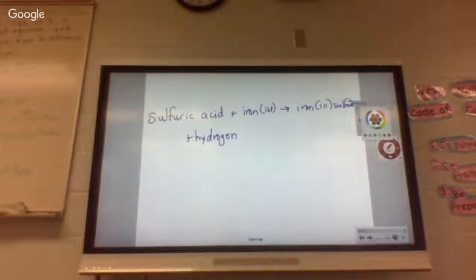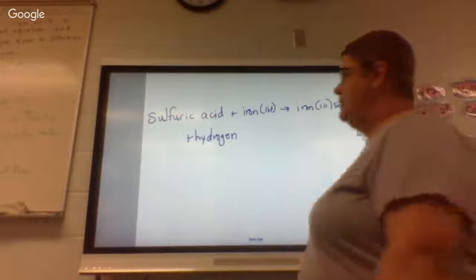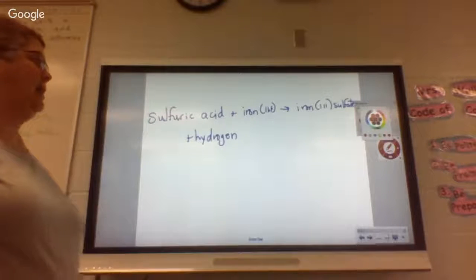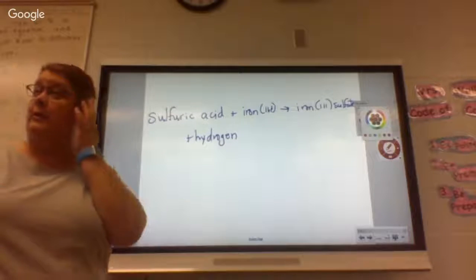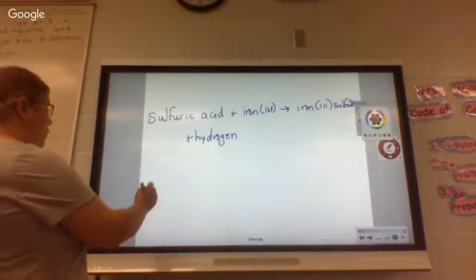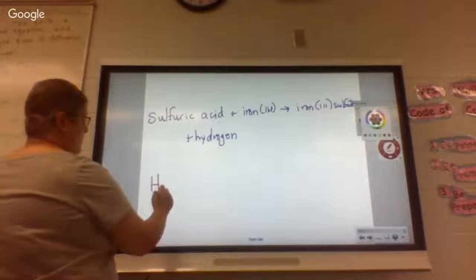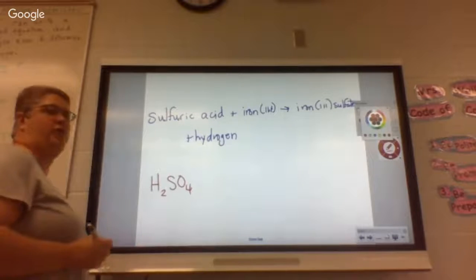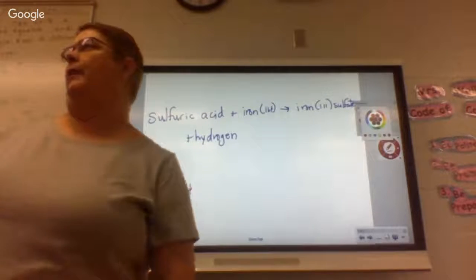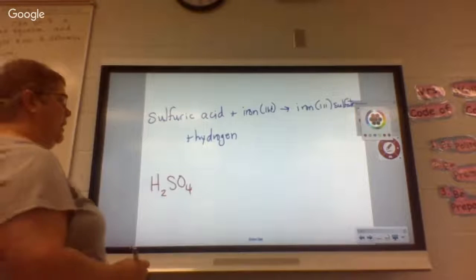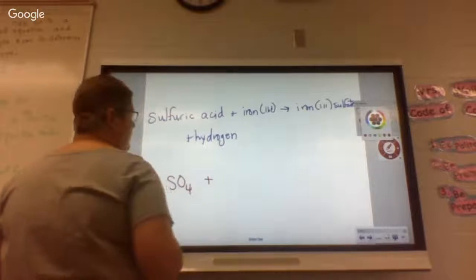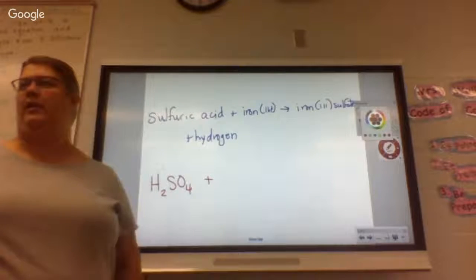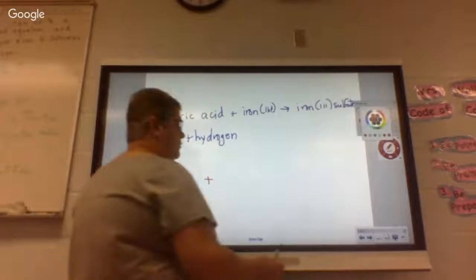Is that sulfide or sulfate? Iron 3 sulfate plus hydrogen. So, sulfuric acid would be H2SO4. Okay? So we don't have to crisscross anybody or do anything to that. You're supposed to know that one. Plus iron 3. Now, I picked that because people see that Roman numeral and they want to do something with that 3. Let's go back to the rule.